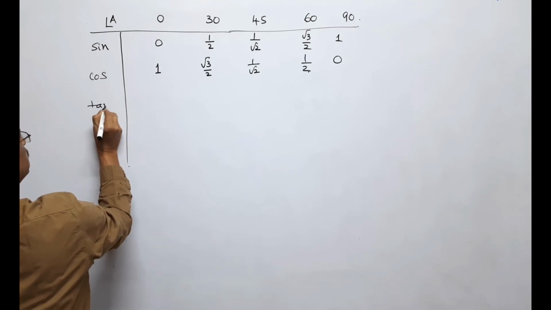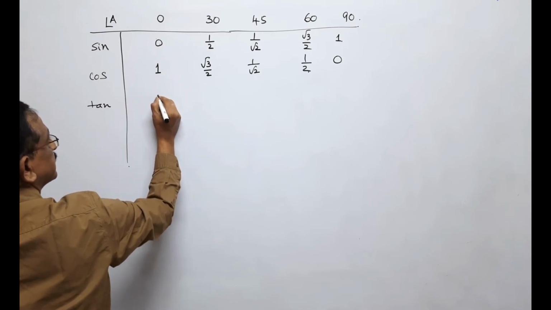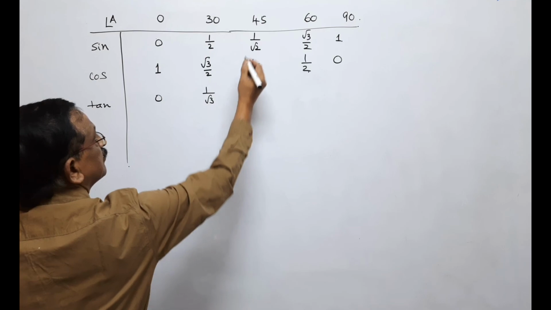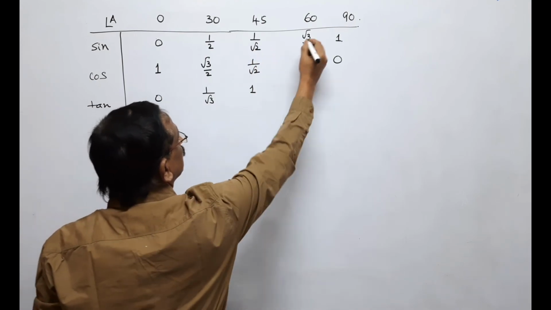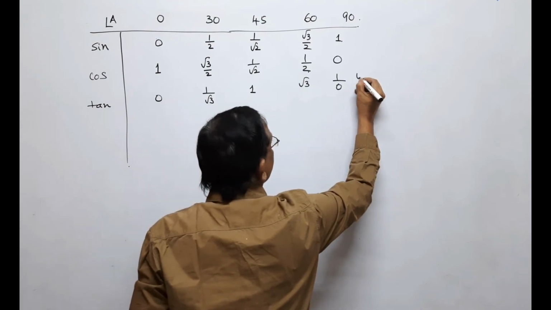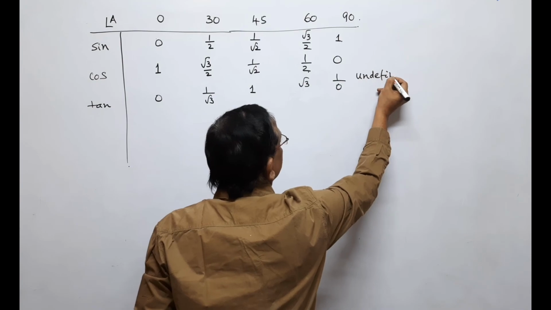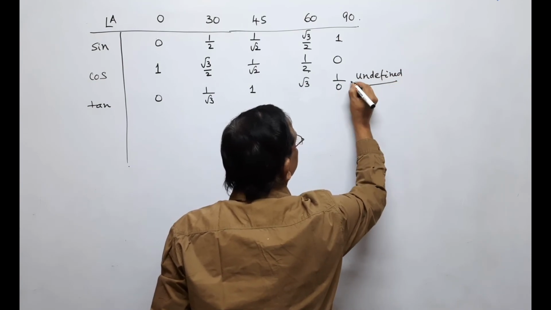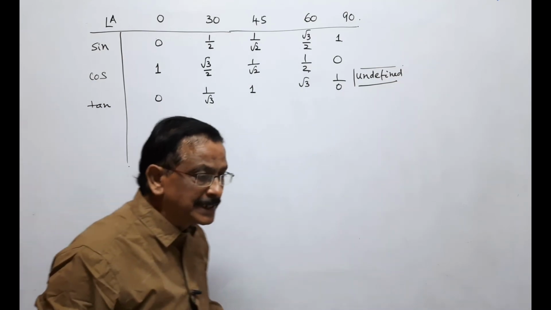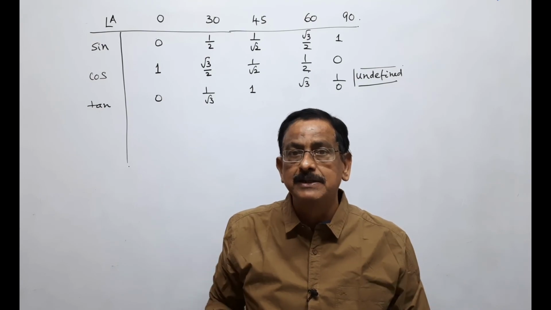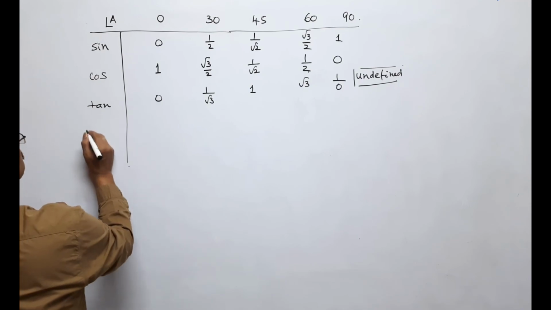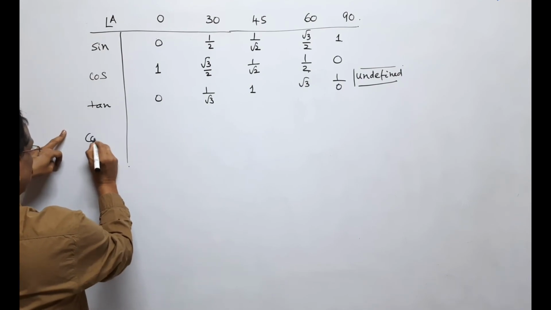Now tan 0 means sin by cos, this by this. 0 by 1 is 0. 1 by 2 by root 3 by 2 is 1 over root 3. 1 by root 2 by 1 by root 2 is 1. Root 3 by 2 by 1 by 2 is root 3. 1 by 0, we have to write this very carefully: undefined. Very, very careful. 1 by 0 is not defined. Anything non-zero divided by 0 has no meaning. So we say undefined.